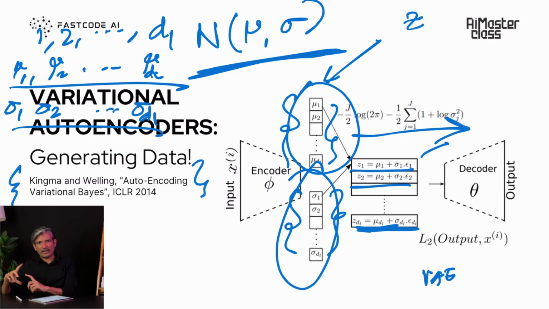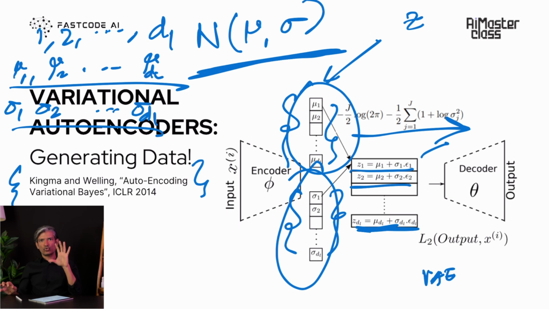Get the encoder of the variational autoencoder to output the mu's and sigmas. And then using those mu's and sigmas, I can generate z1, z2, z3, right? So I can then do my forward prop, and then I can do my backward prop, and then I can have my encoder and decoder.